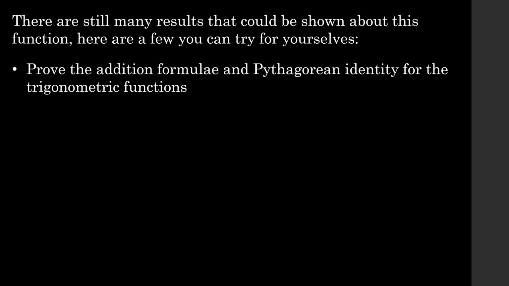So there's still a lot of results you could show for this function. We've already shown a lot of stuff, and I think it's really cool to get these results from scratch. So you can try these results for yourself. For example, you could look at the addition formula and the Pythagorean identity for the trigonometric functions. So you can show that cosine squared x plus sine squared x equals 1, and this one's really not too hard to do from what we've done till here. And you can show also the addition formula, so cos of a plus minus b, and I'm not going to write what it's actually equal to because it's too long, and then sine of a plus minus b. These are nice results to show. So I'll leave those ones to you.